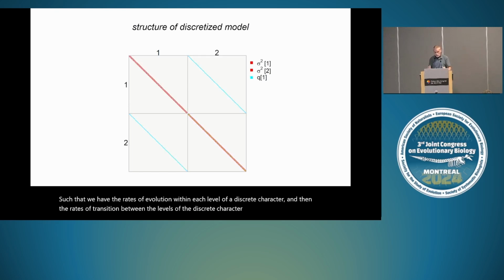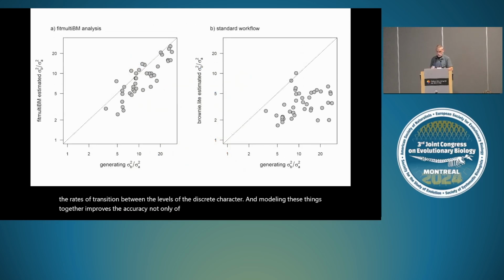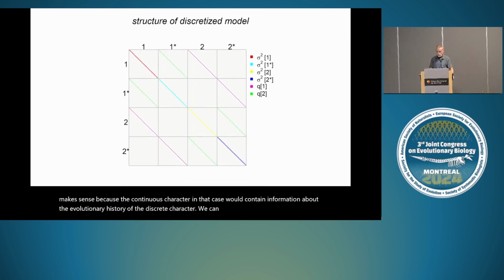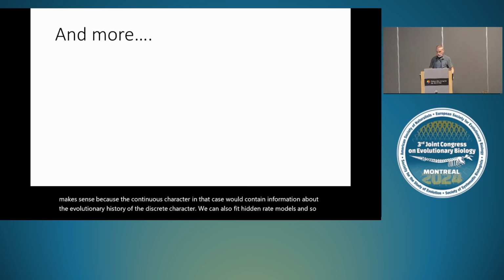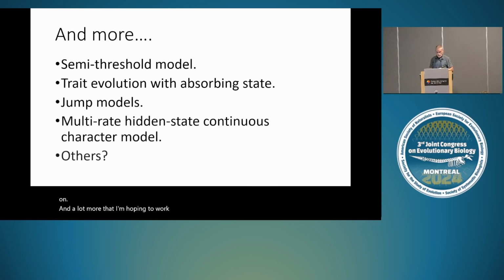Modeling these things together improves the accuracy not only of the estimates of the evolutionary rate for the continuous character, but also of the rate of transition for the discrete character, which makes sense because the continuous character in that case would contain information about the evolutionary history of the discrete character. We can also fit hidden rate models and so on, and a lot more that I'm hoping to work on in the future. So I'm really excited about this, and thanks for your attention.